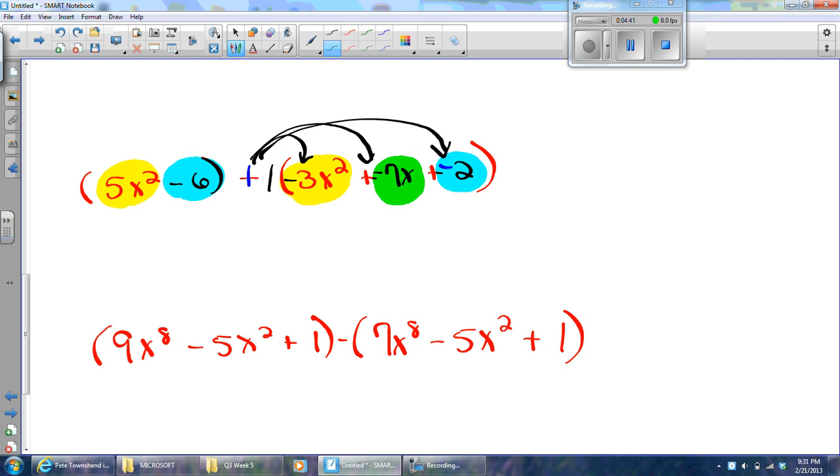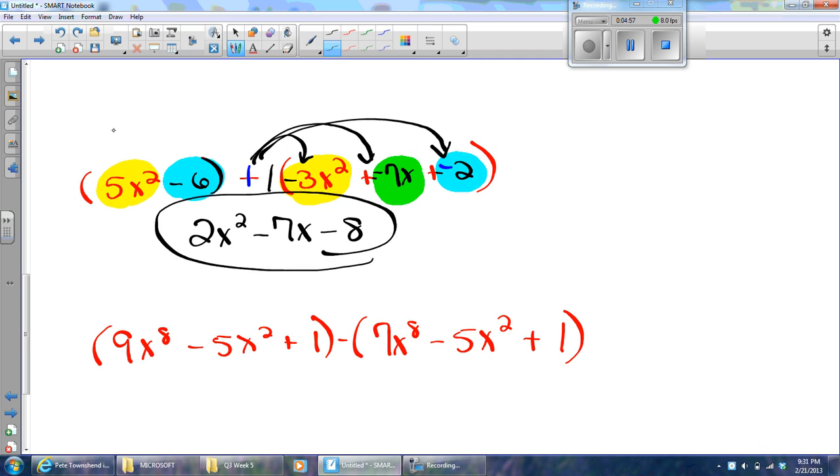So combining my yellow ones, I'll get 5 minus 3, I'll get 2x squared. My green ones, nothing to combine. And my blue ones, minus 8. So this time I have a binomial, a trinomial, and when I add them together, I ended up with a trinomial. Not because there's three here and it's more than two, just because I ended up with three terms. I have a trinomial for an answer.